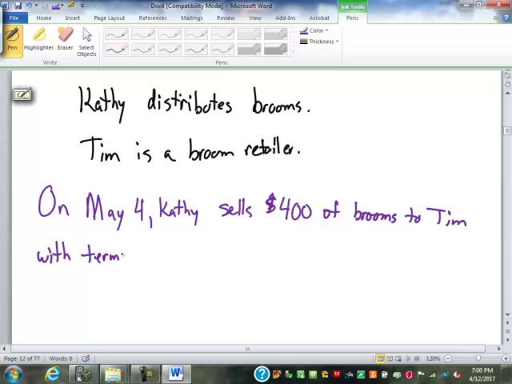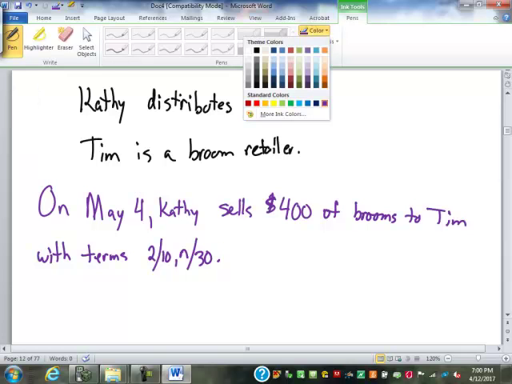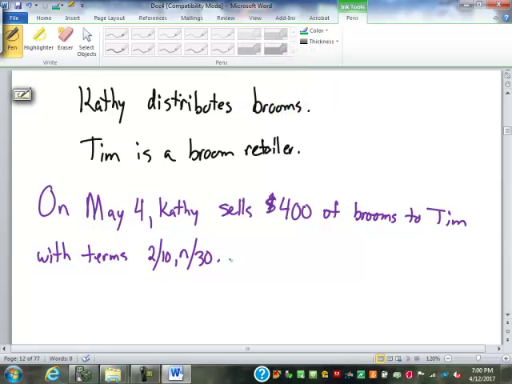with terms 210 net 30. We're assuming shipping is not a part of this problem here for now. So May has how many days in it? 31. 31. So the net 30 would be done on June 3rd. On June 3rd, Tim cannot pay.